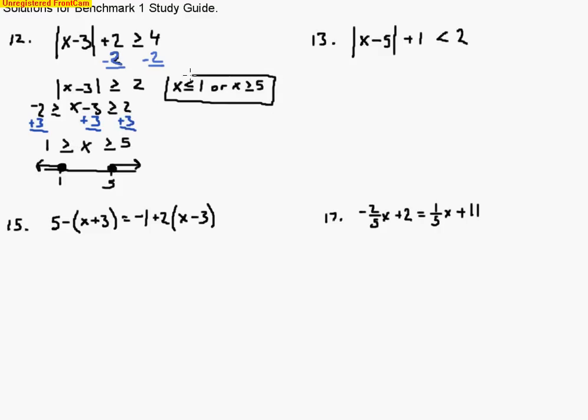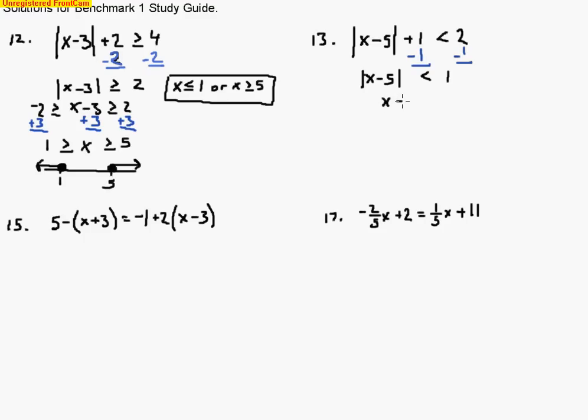Let's take a look at the next one. Here we have the same situation. We need to isolate the absolute value. And so the way we're going to do that is opposite operations again. There is a positive 1, so I'm going to take 1 away from both sides. And so once I've done that, I now have the absolute value of x minus 5, and this is less than 1.